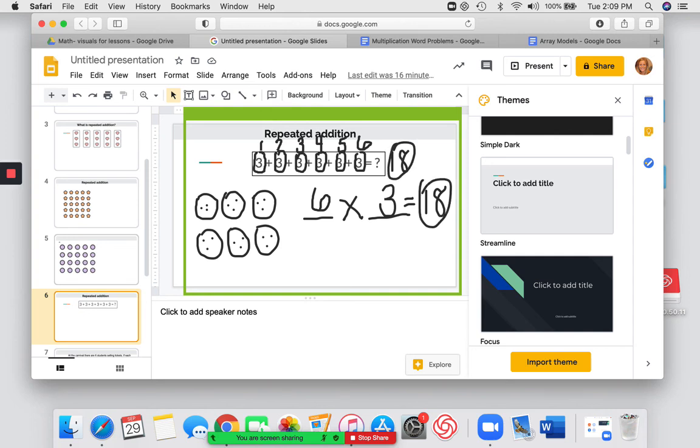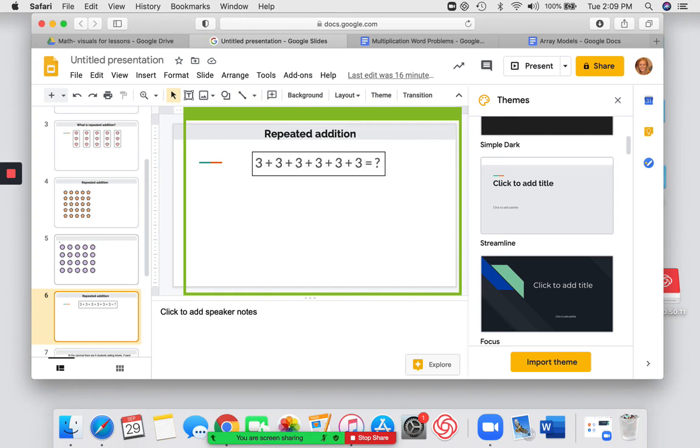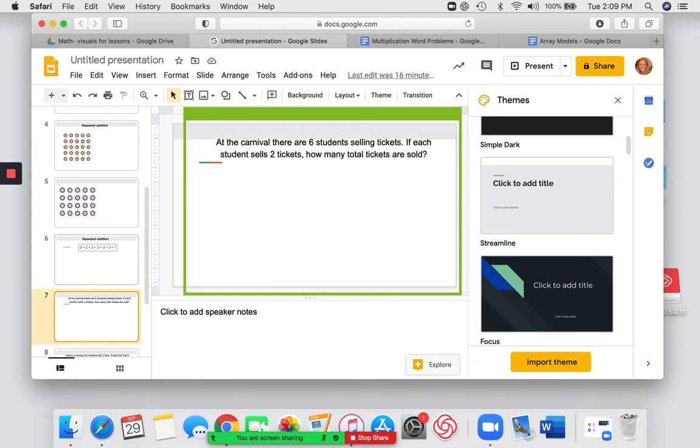These are just 2 strategies we could use to find a total of something. One might be more efficient than the other. Now let's read this word problem.